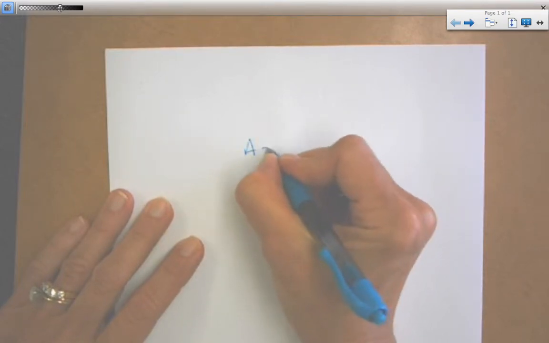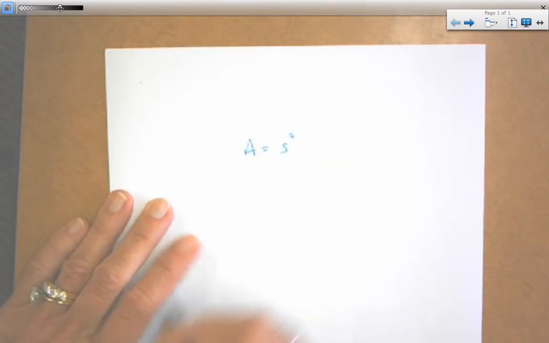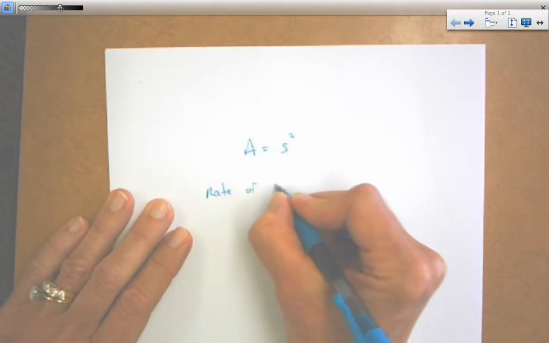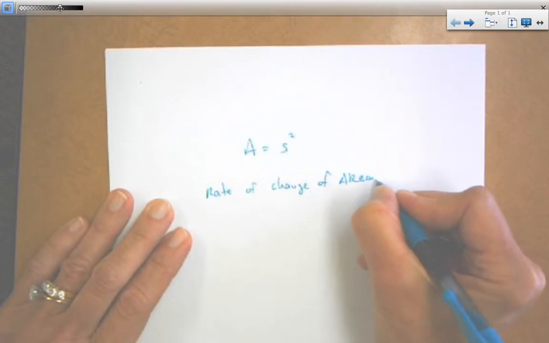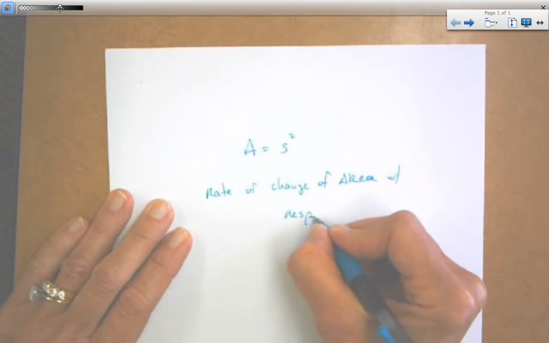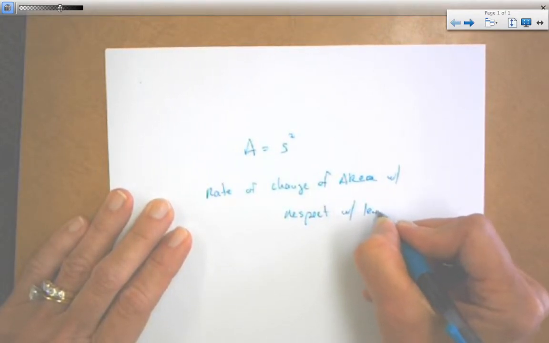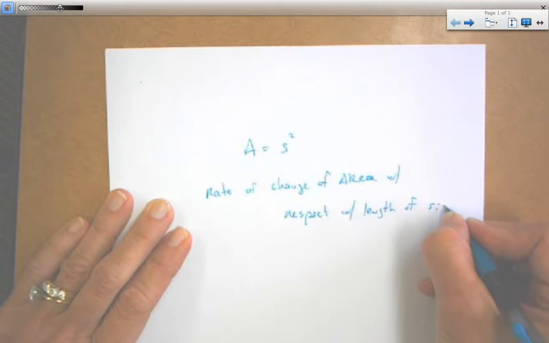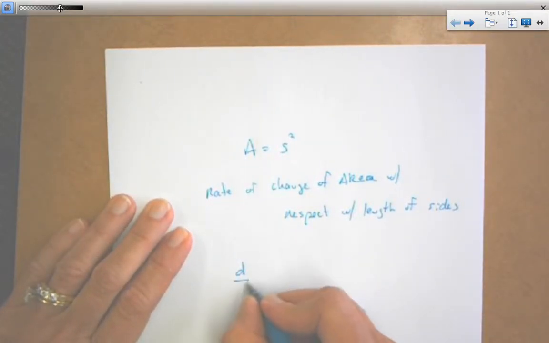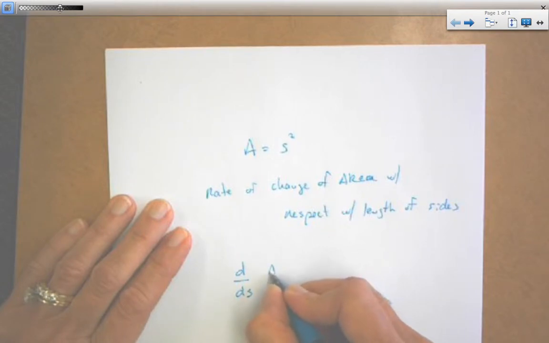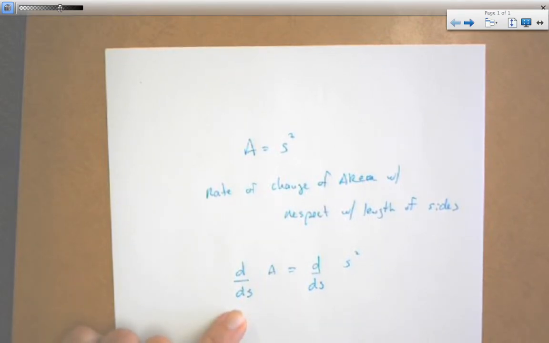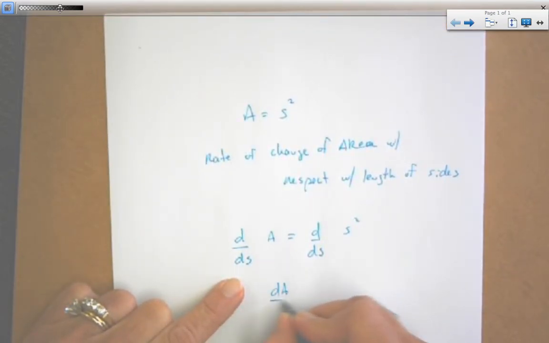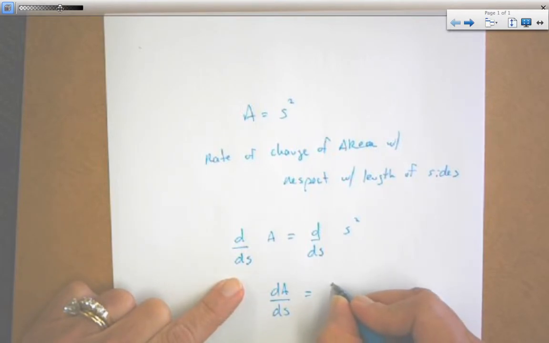If we had the area of a square is s squared, and I want to know the rate of change of area with respect to the length of the sides, then I would write, all right, I want to find the rate of change with respect to the length of the sides of area. I'm going to take the derivative with respect to the length of the sides. So the rate of change of area with respect to the sides is equal to 2s.